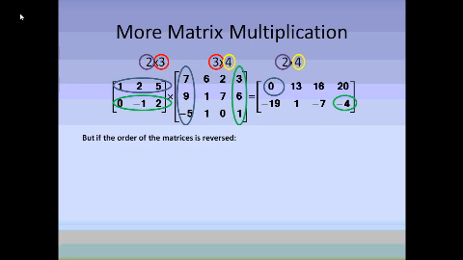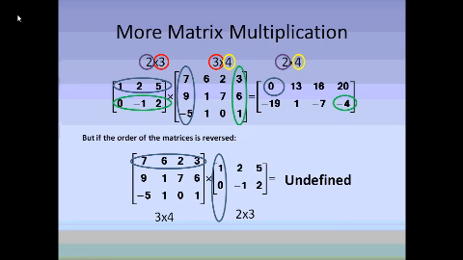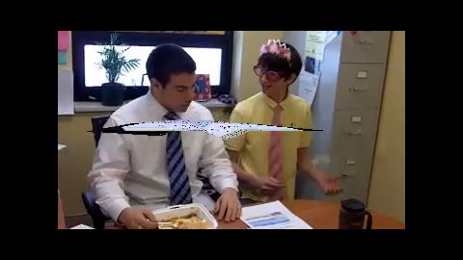But if the order of the matrices is reversed, when we try to multiply the first row of the first matrix by the first column of the second, there is a problem. While the 7 can be multiplied by the 1, and the 6 can be multiplied by the 0, there are no numbers to multiply the 2 and 3 by. Therefore, this multiplication cannot be done, and the answer is undefined. The reason for this is made clear by looking at the dimensions of the matrices. The number of columns of the first does not equal the number of rows of the second. Therefore, they cannot be multiplied. And that's all there is to it.